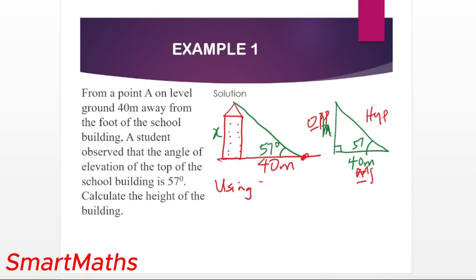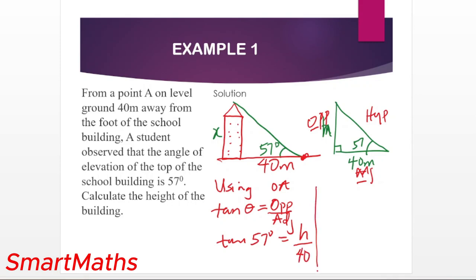This would then be what? Using what? TOA. So which is what? Tan theta equals opposite over adjacent. And the theta here is 57. That will be tan 57 degrees equals the opposite, here is h, that is what we're looking for, divided by the adjacent, which is 40.